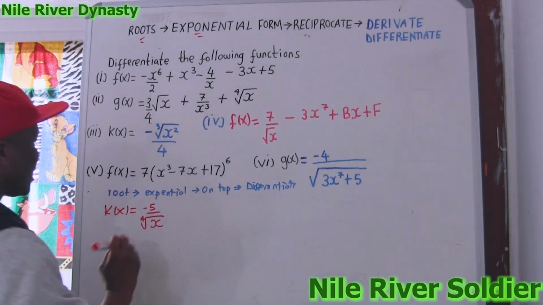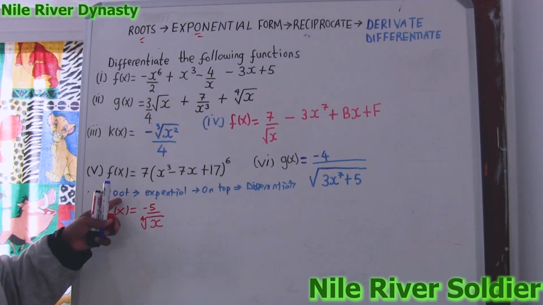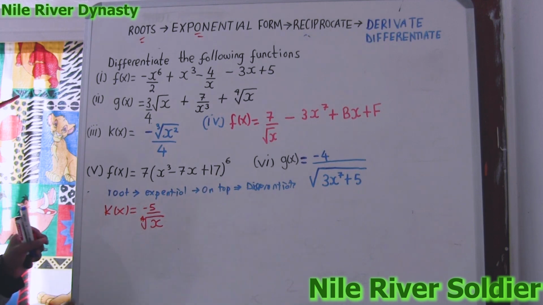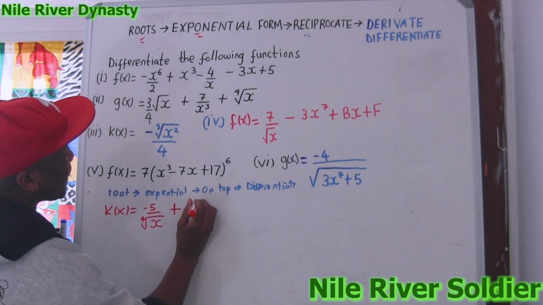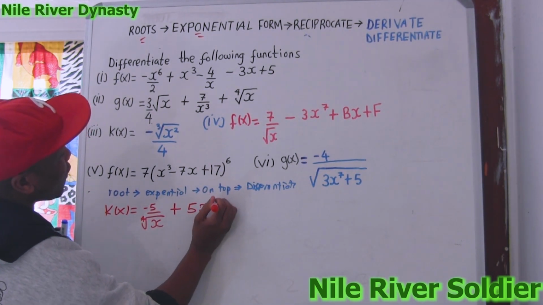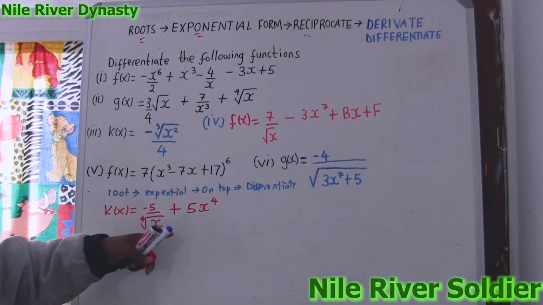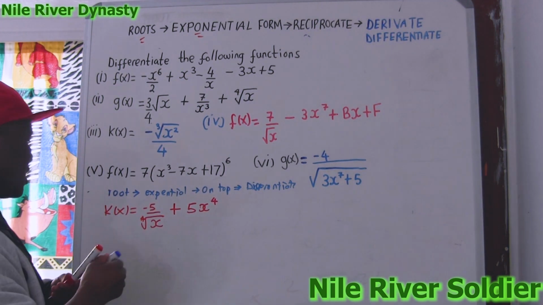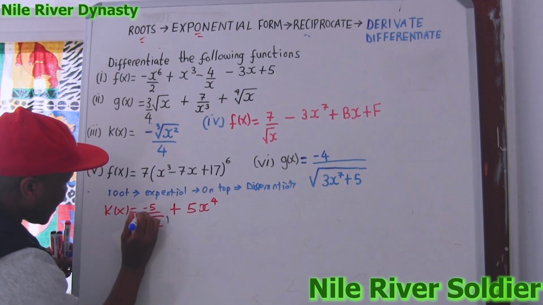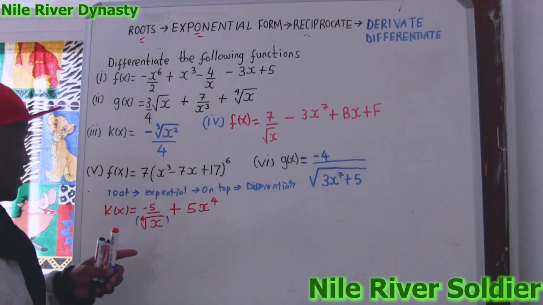Let's say differentiate. So first and foremost, everything must be in exponential. Do we have a root? Yes. Let's say plus 5x to the power 4. So first of all, do you have any root? Oh yes, we have a root right here. This one is fine. So this is a root.